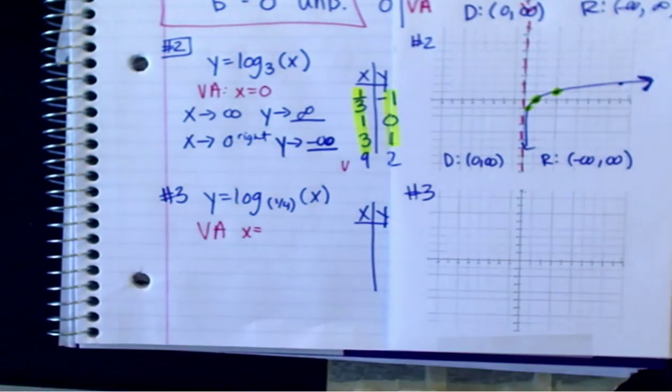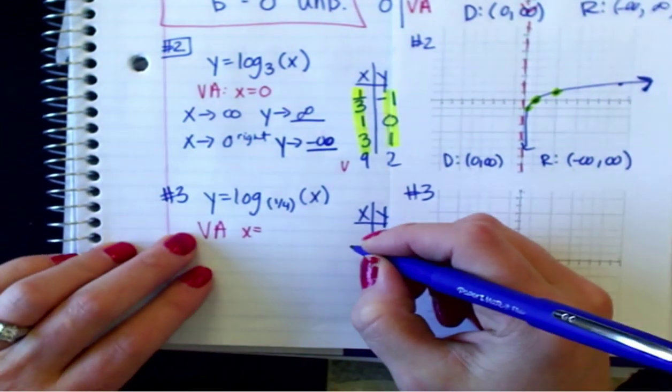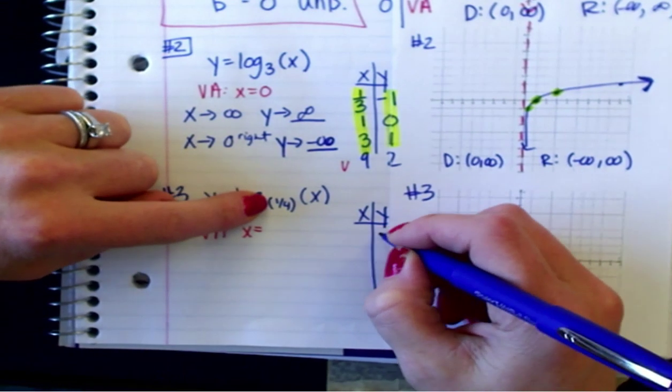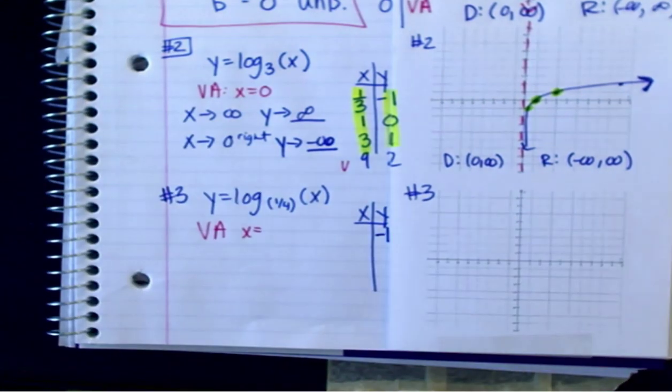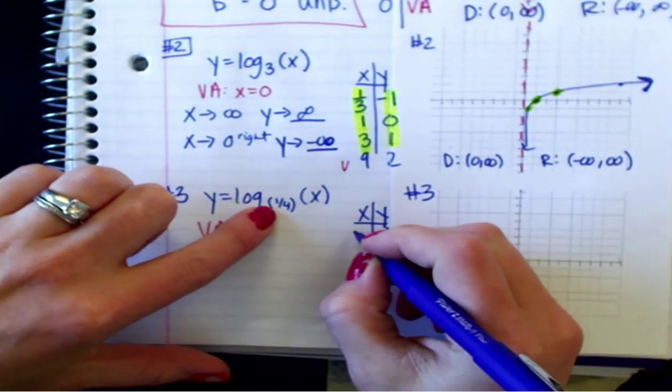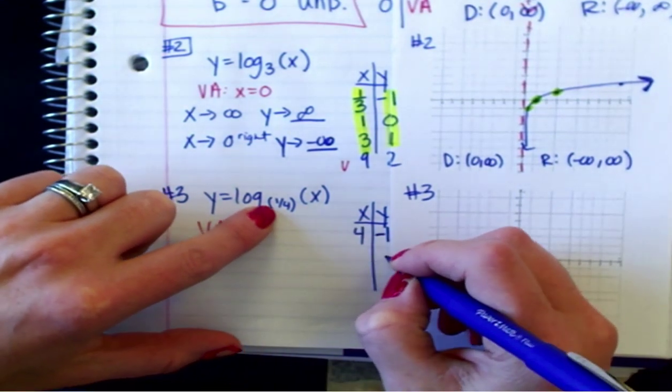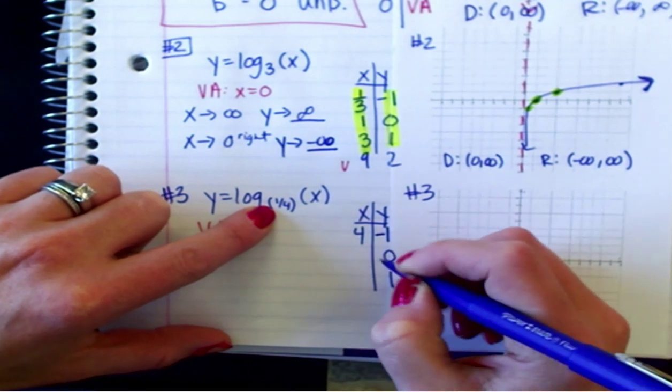All right, I see some good things here. So I'm kind of going to pick my y coordinate first, because I'm going to pick my exponent. 1/4 to the -1 is 4. Don't forget the 0.